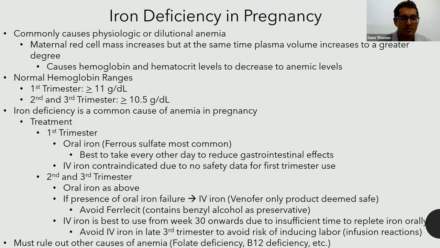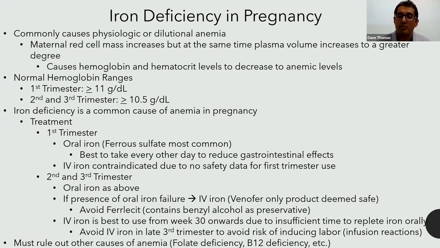In the first trimester, oral iron supplementation is best used every other day to reduce gastrointestinal effects. And ferrous sulfate is most commonly used in pregnancy. IV iron is definitely contraindicated due to no safety data for first trimester use. In the second and third trimester, patients can continue taking oral iron supplementation as above. If the patient has evidence of oral iron failure, they can receive IV iron during these trimesters.